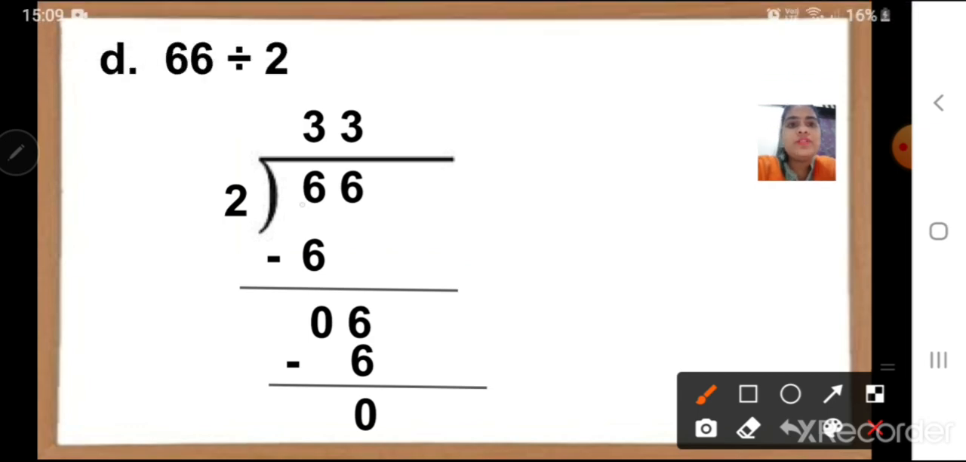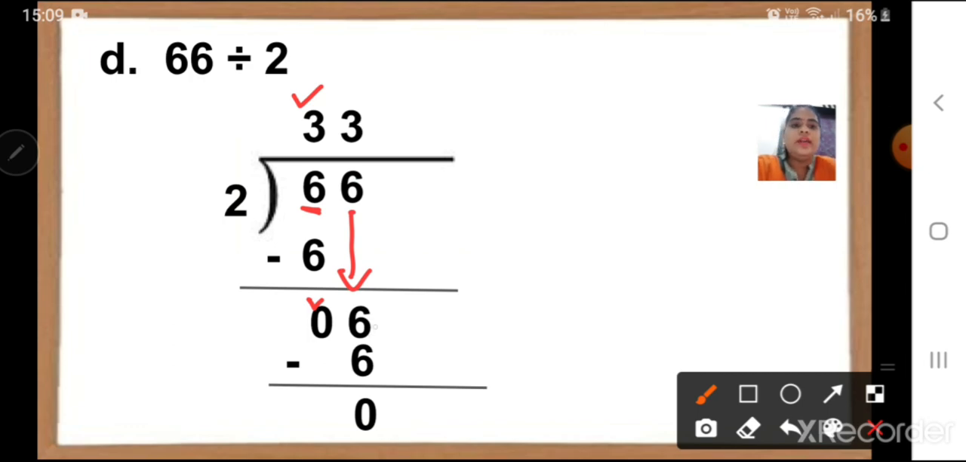Now first we have to see number 6. We have to take number 6. Now in 2's table will number 6 go? Yes, it will go. 2 3s are 6. So 3 we will write here and 6 here down. Then we will put minus sign and then subtract. 6 minus 6 is equal to 0. Then we will take the next number, which is number 6, down here.